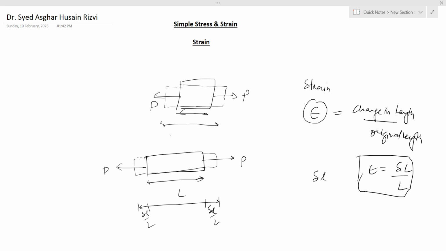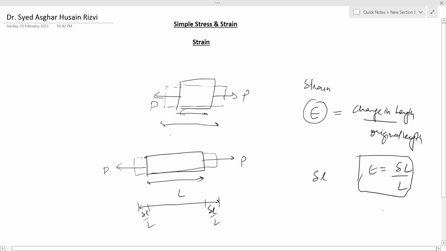Strain is the measure of deformation of the material and it is a non-dimensional quantity. That is, it does not have any unit. It is dimensionless. No unit.